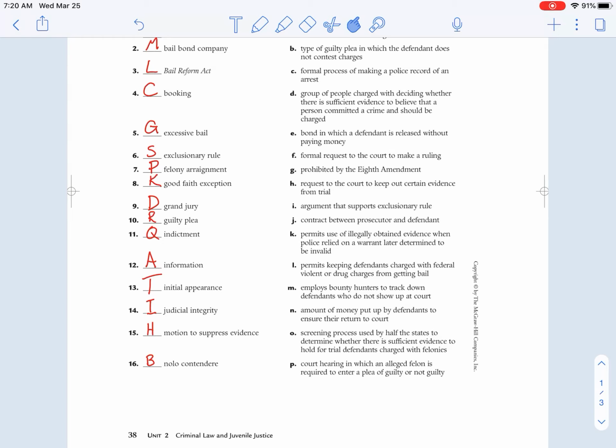Number 7, felony arraignment. That is P, a court hearing in which an alleged felon is required to enter a plea of guilty or not guilty. Now, those aren't the only pleas that somebody can enter. However, those are the two most common.